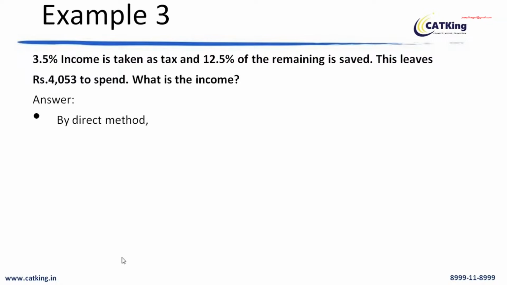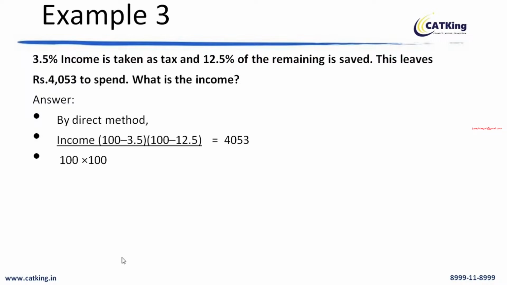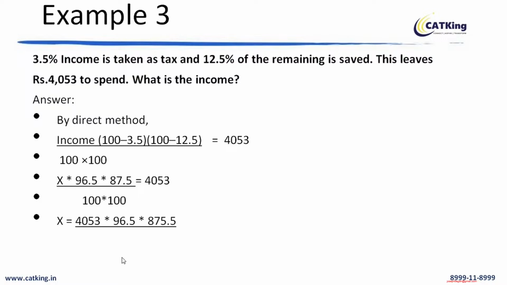Okay, by the direct method, what do you get? Income is basically (100 minus 3.5) upon 100 into (100 minus 12.5) upon 100 into 100 is equal to 4053. What did we do here? We have assumed the income is x. 100 minus 3.5 means from the income, take out 3.5%. If the income is 100, taking out 3.5% leaves 96.5%. Now from this 96.5% of the income, they also took out 12.5%. So basically we did 100 minus 12.5 for that as well, which is 87.5 upon 100 into 100 is equal to 4053. Correct. Now you solve this equation.